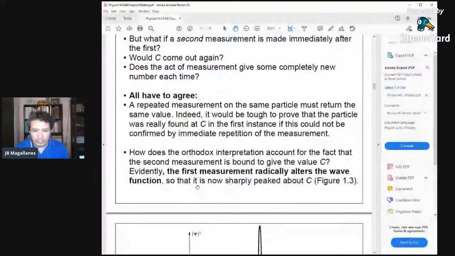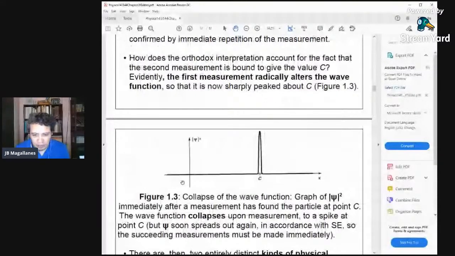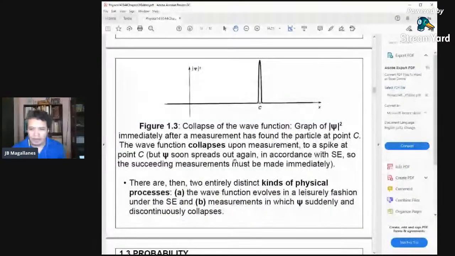According to the orthodox interpretation, the first measurement radically alters the wave function. So there is now a sharp peak at C. But again, according to this plot, the particle is not exactly at C. It could be below C or greater than C. Then you have this plot. This figure is the collapse of a wave function.